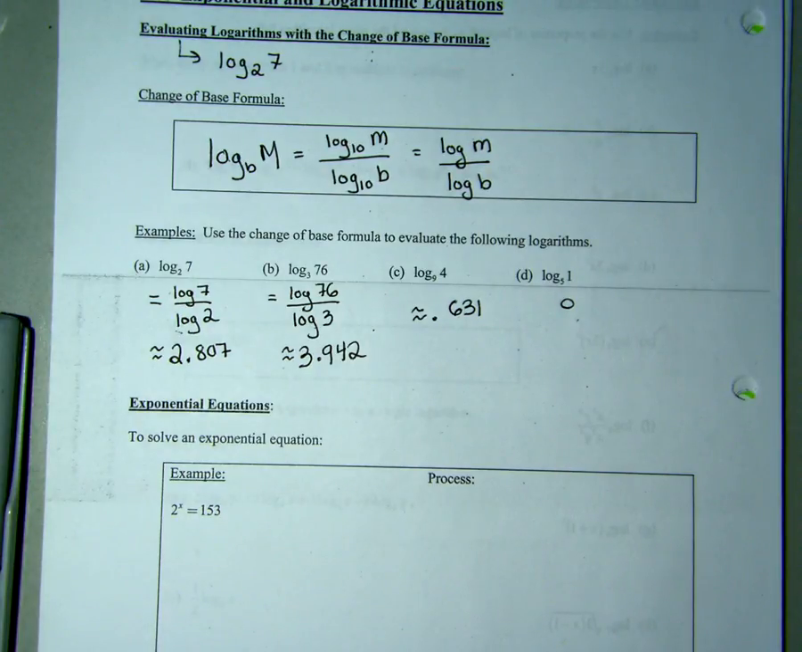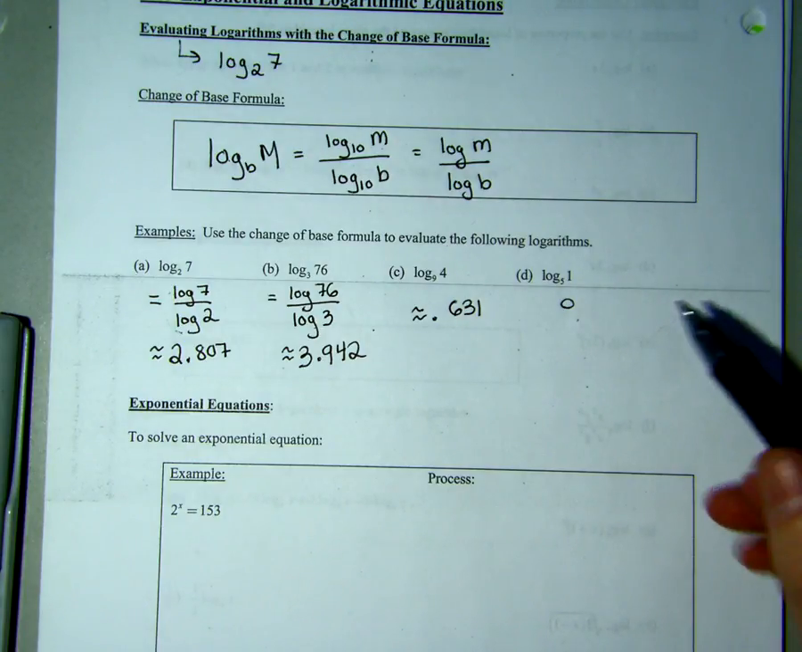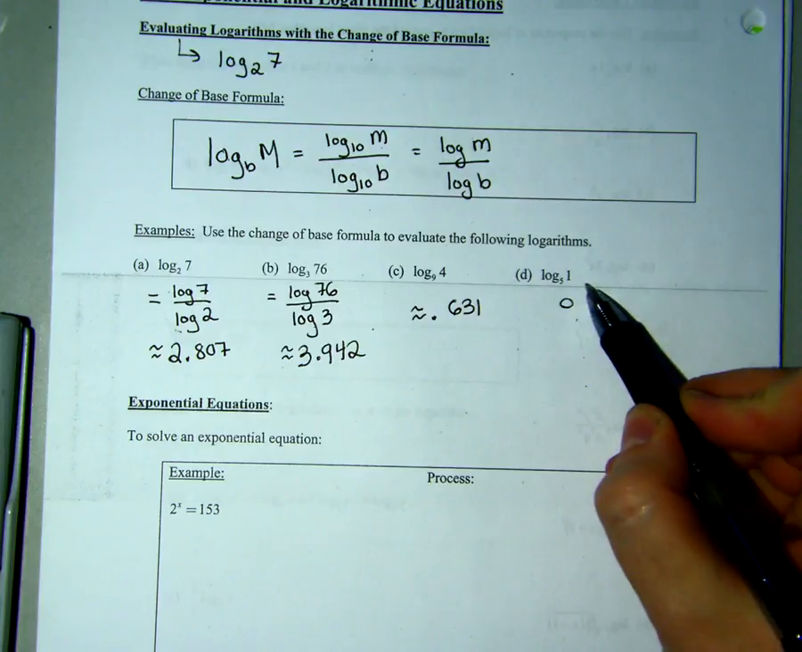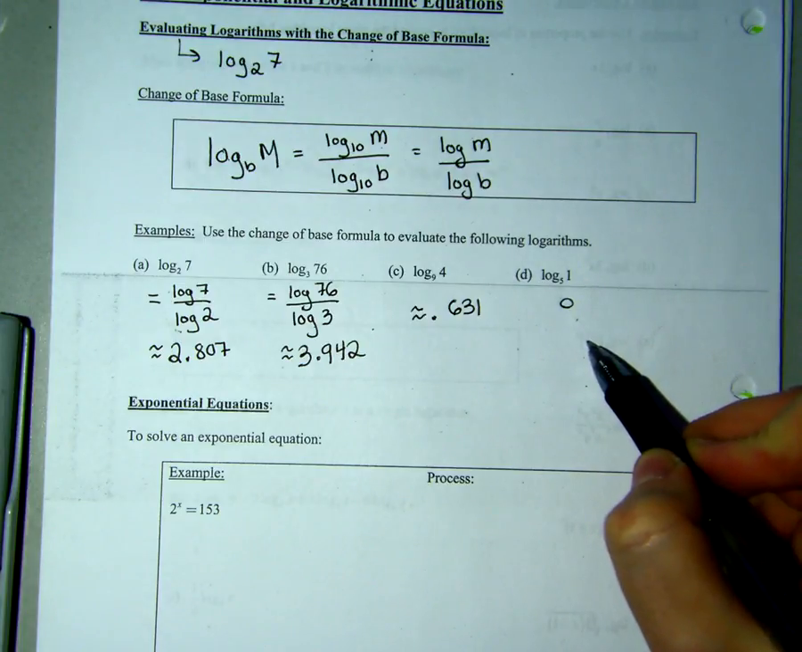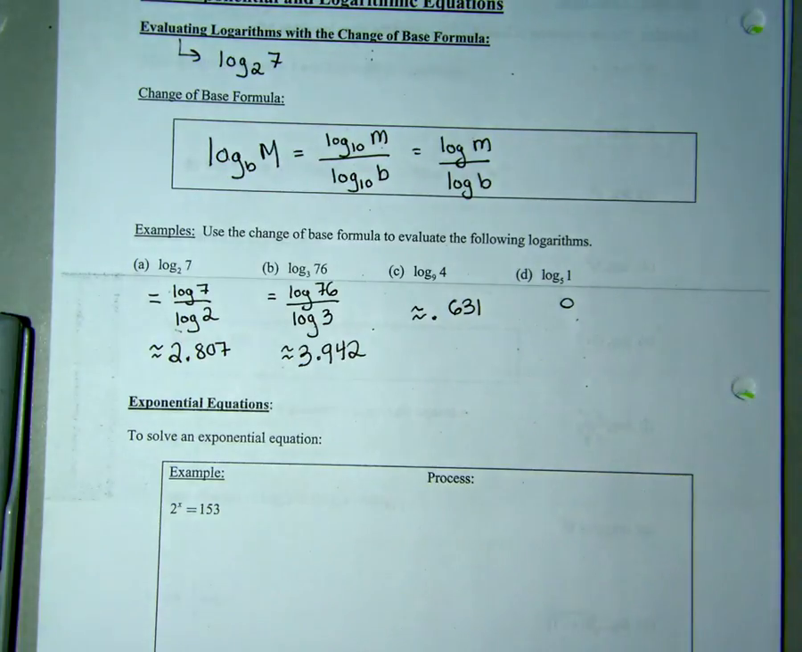0 divided by anything is 0. Not at all. Okay. Anything to the power of 0 gives you 1. This is asking 5 to what power gives you 1? 0. Could we have done this without a calculator, letter D?